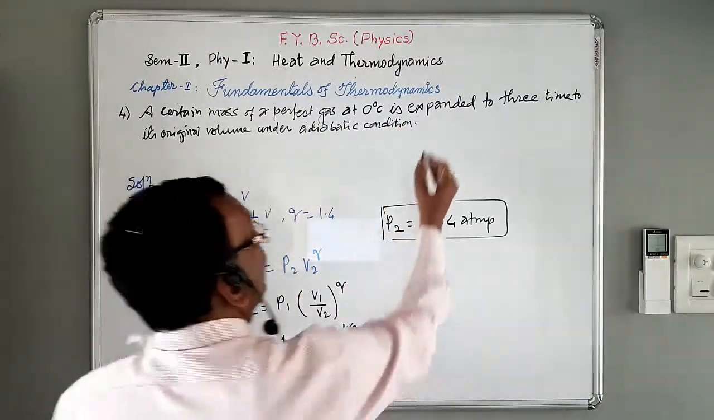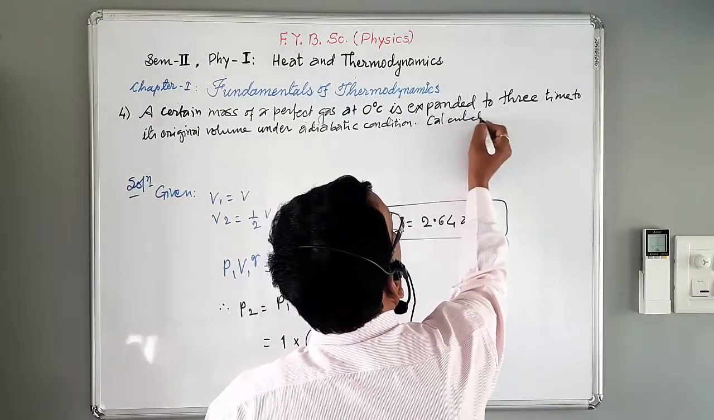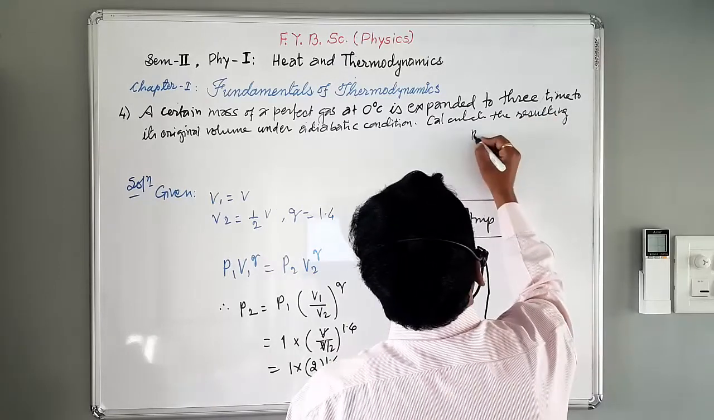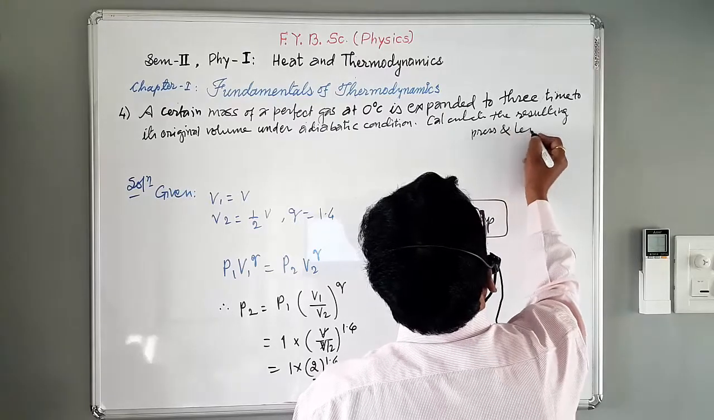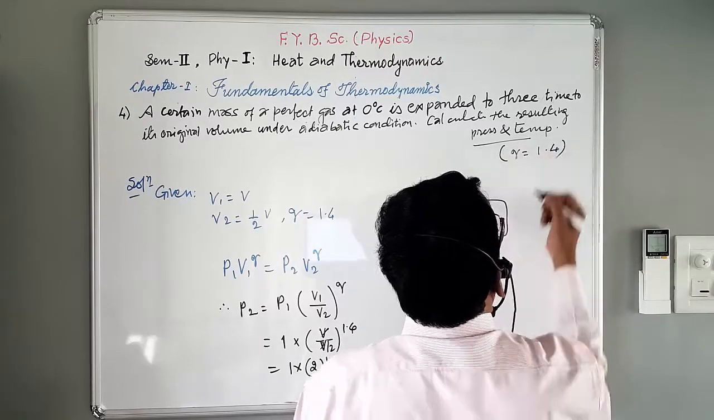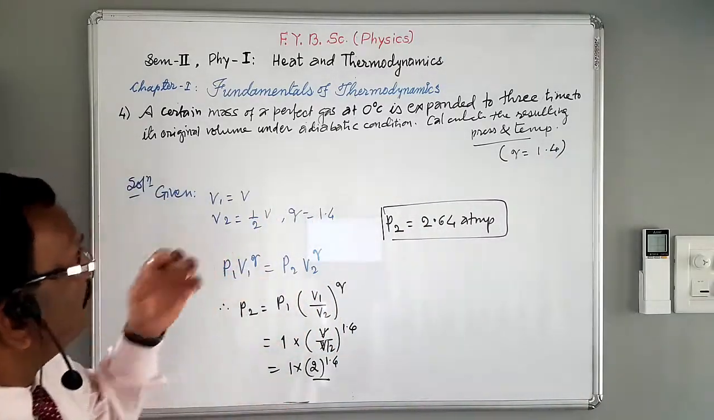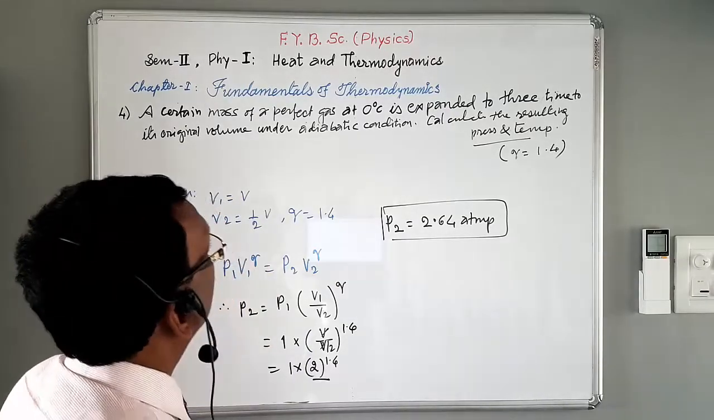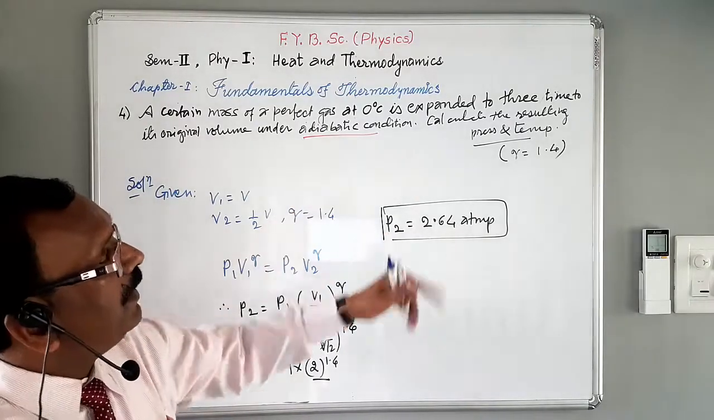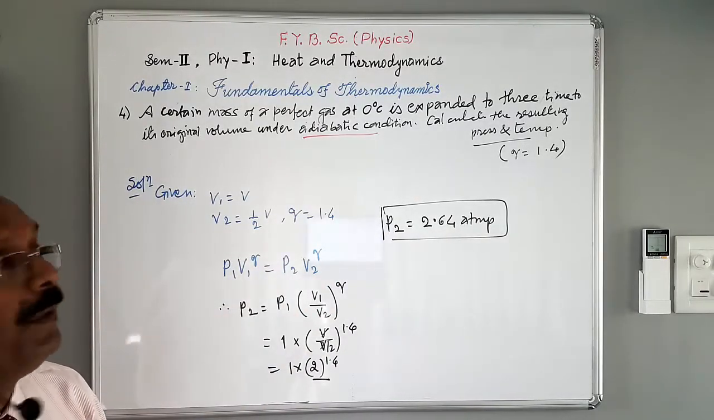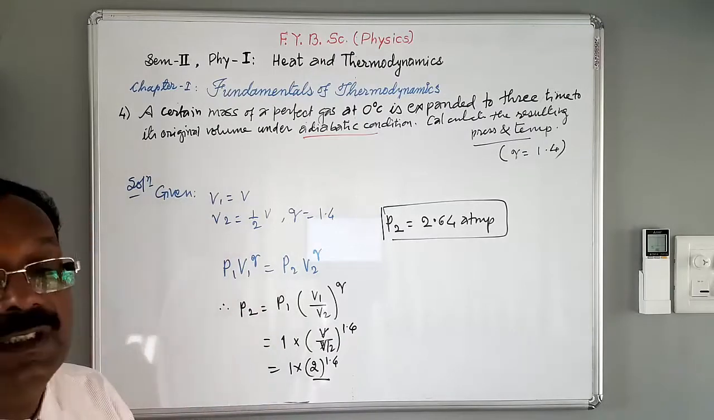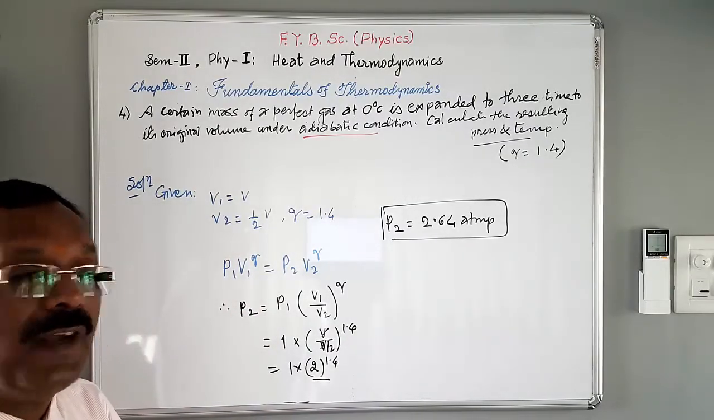Calculate the resulting pressure and temperature, and here also the value of gamma is given as 1.4. Read the problem carefully. You have to keep in mind that the change is adiabatic. Here the initial temperature and the initial and final volumes are given. We want to find out the final pressure and final temperature.